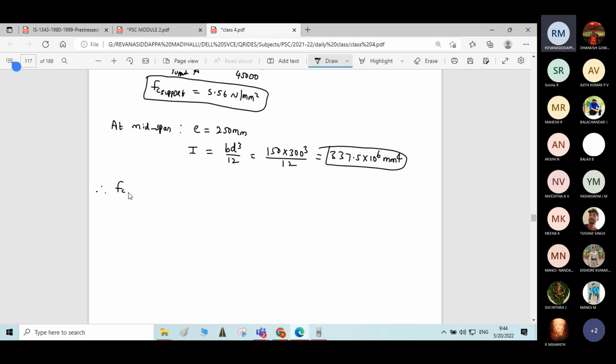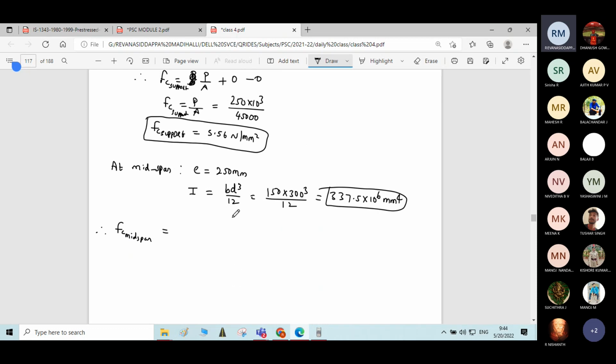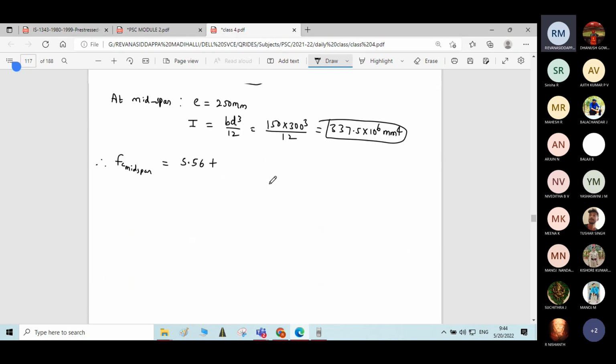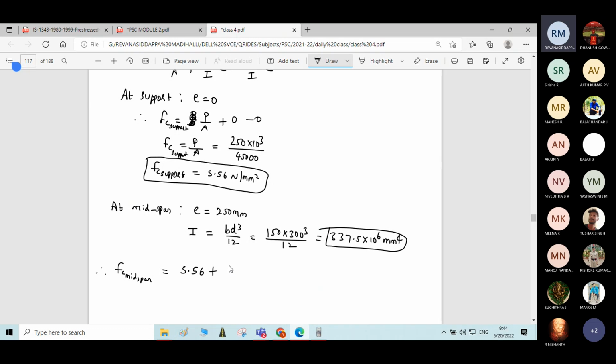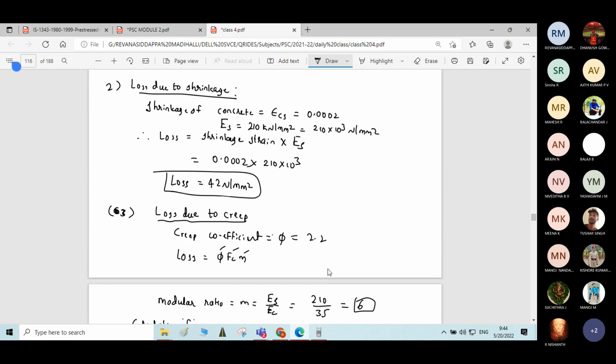Therefore, FC at midspan is equal to P by A. The P by A value is already known; it is 5.56. Plus PE by I. Substitute now: P is 250 into 10 power 3, into E, the eccentricity at the midspan, which is 250 mm, divided by I, the moment of inertia, 337.5 into 10 power 6, into E again, 250.